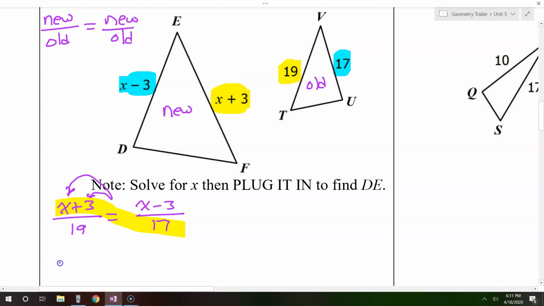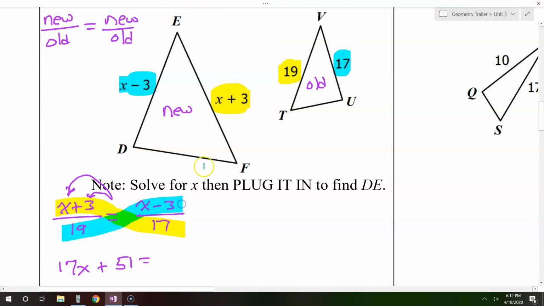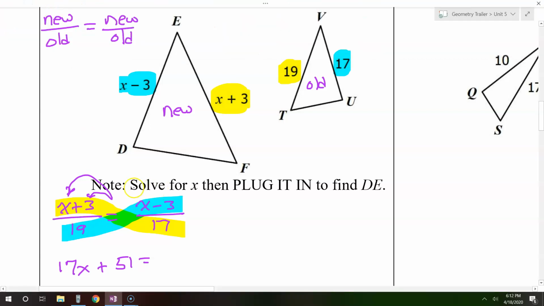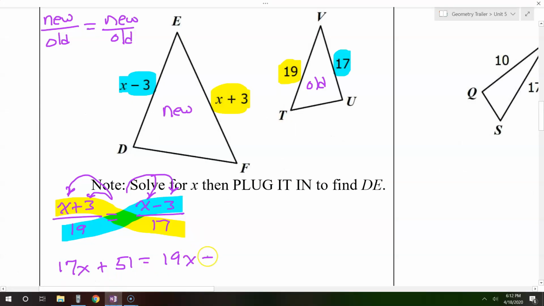So that's going to give me 17x plus 51 equals... All right, again with the distributive property, people. We're multiplying 19 times the x and the 3. So that's going to be 19x minus 57.